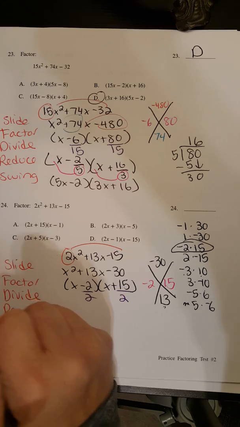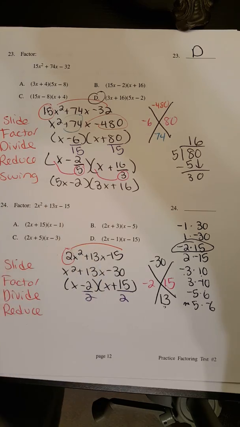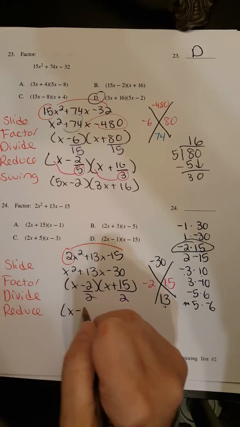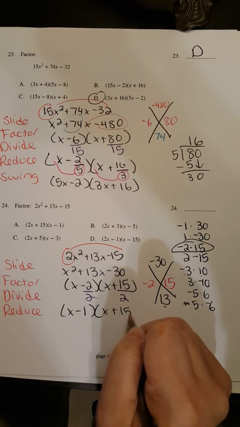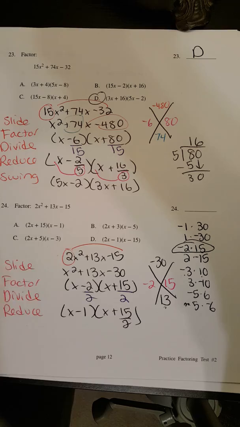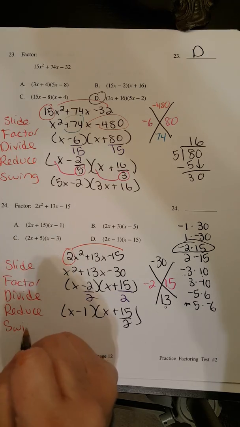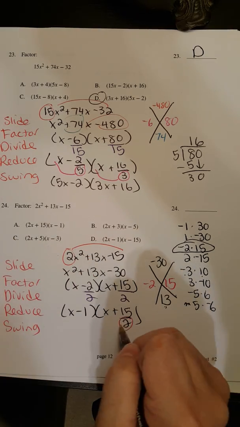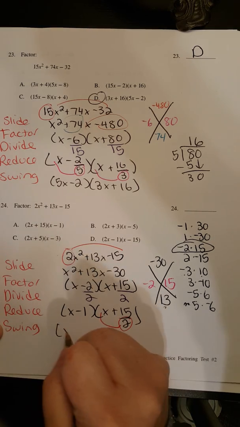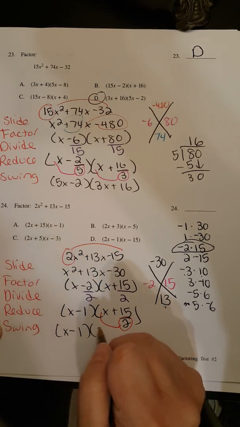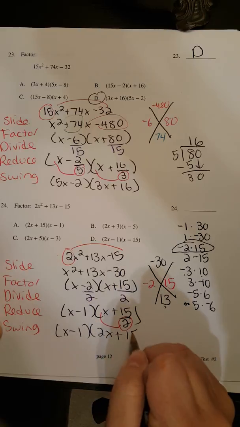And we are going to reduce. Now 2 over 2 gives me 1. 2 divided by 2 is 1. 15 over 2, that can't be simplified. So our last step here is to swing. So this 2 is going to swing in front of the x. And that's not going to change this first set of parentheses, but here we'll have 2x plus 15.